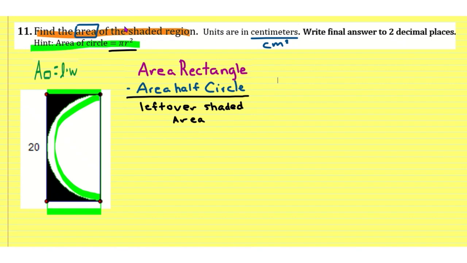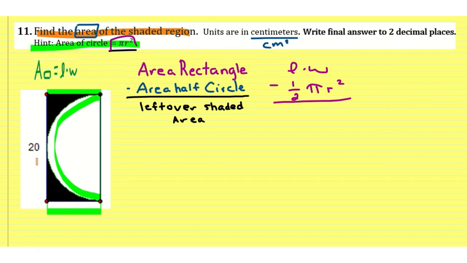So how are we going to set this up in terms of our equations? The area of the rectangle is length times width, and then that's going to be minus the area of half a circle. They said this is pi r squared, but we only want half of it, so we could do 1/2 of pi r squared. So length times width minus the area of half that circle is going to leave us with the leftover shaded area.